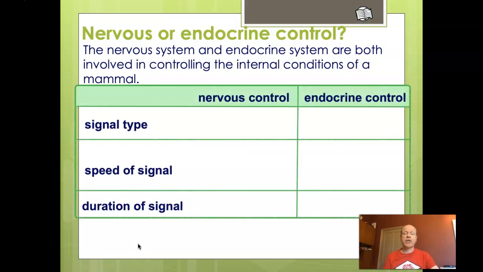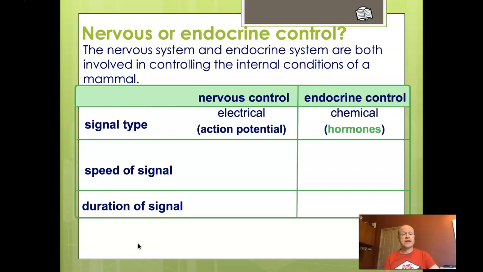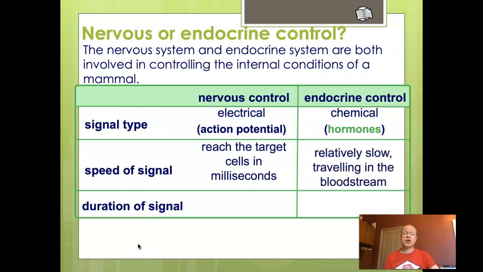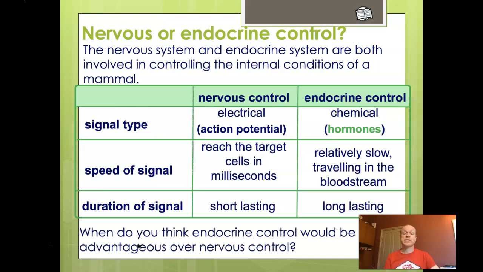So just a little outline of what might be the difference between the two. The signal in nervous control is electrical, what we call an action potential, whereas the endocrine signal is a hormone, a chemical signal. Speed, the nervous control is milliseconds, endocrine, slow, can be seconds, minutes, hours, days, months, years. It can be much longer lasting. Duration of the signal, again, short lasting versus long lasting. So, when do you think endocrine control will be advantageous over nervous control?